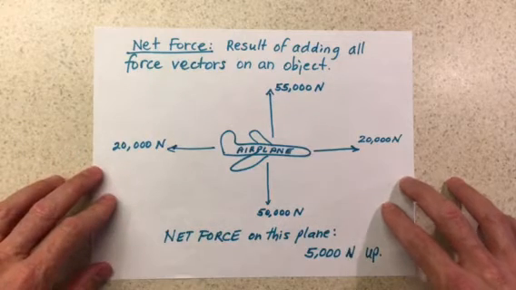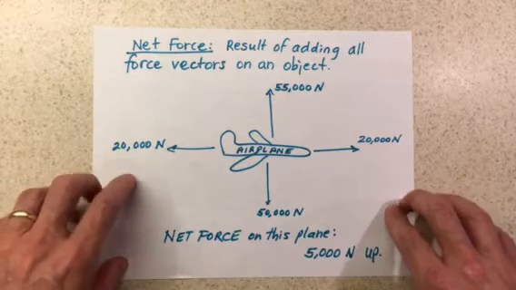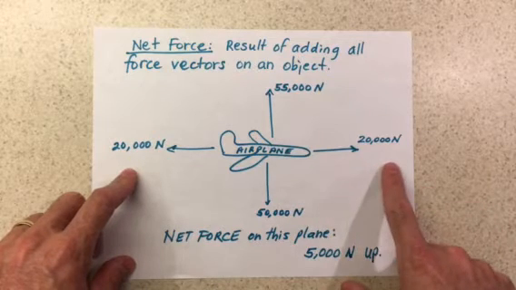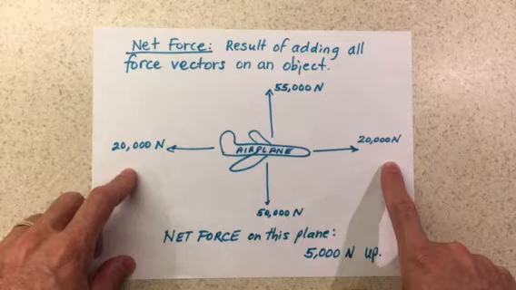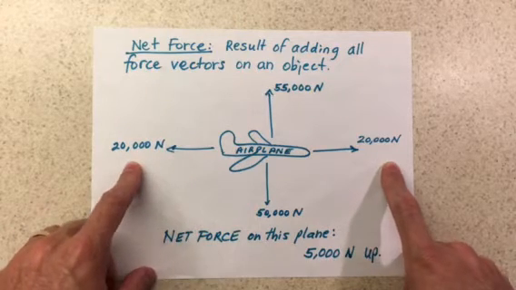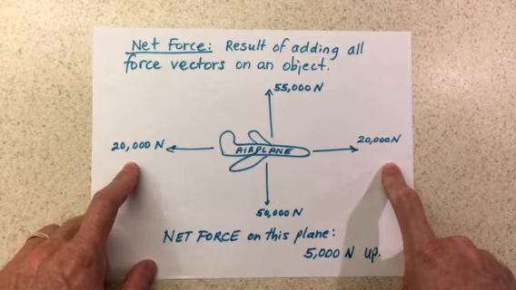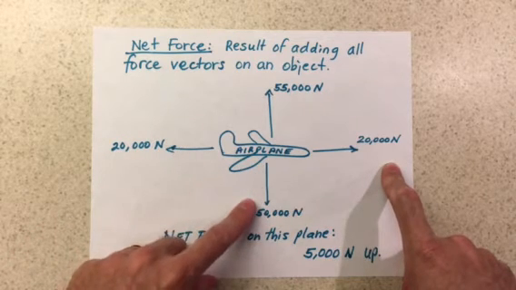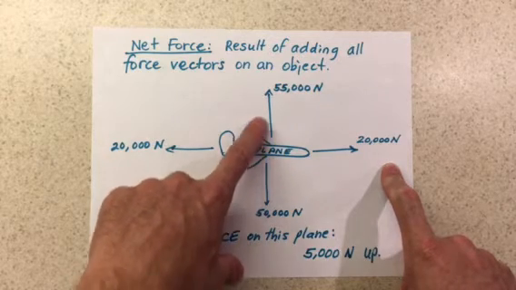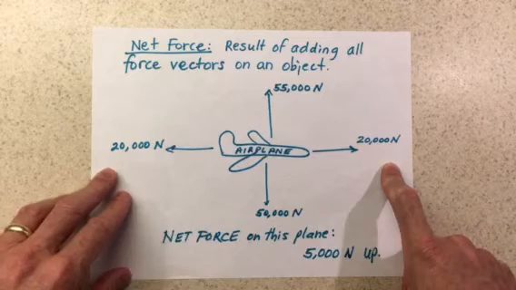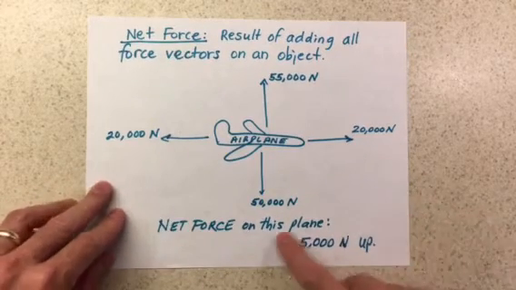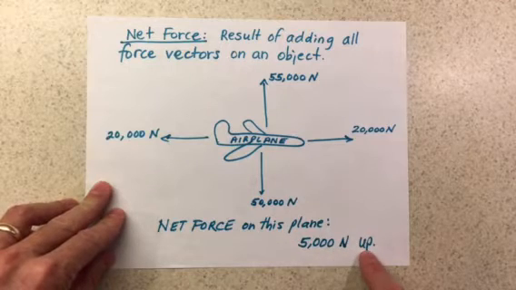In this case, this example shows you 4 forces all acting on the same object. You have thrust of 20,000 newtons, making the object go forward, the airplane. You have a drag of 20,000 newtons that's trying to slow the airplane down. You have a gravitational force or weight of 50,000 newtons downward, and you have an upward lift force of 55,000 newtons. So in this case, on this plane, the total force is 5,000 newtons up.